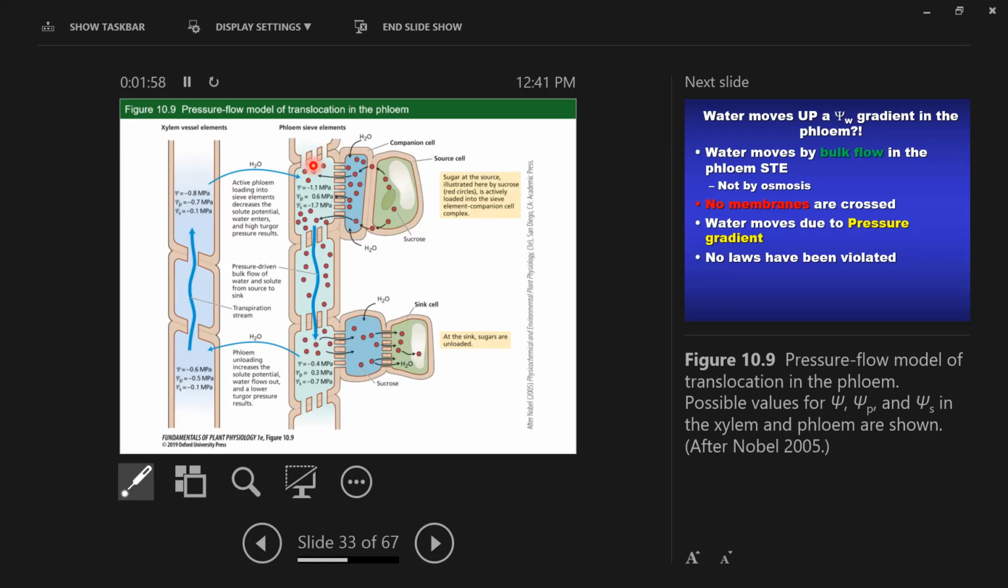Questions on that? What is the water crossing from the xylem, and there's a membrane barrier? No, that's not involved.